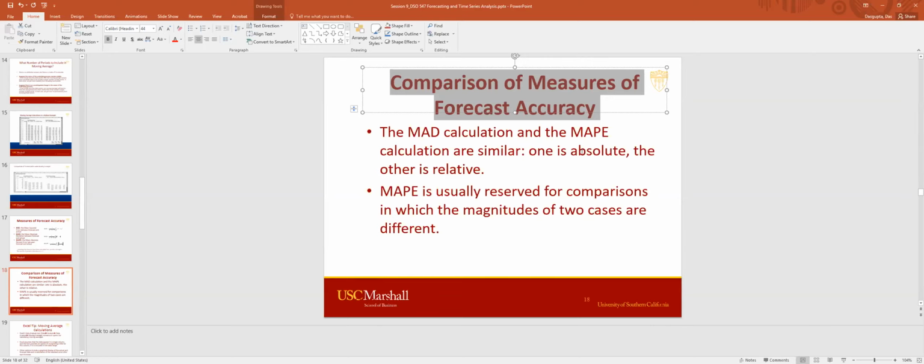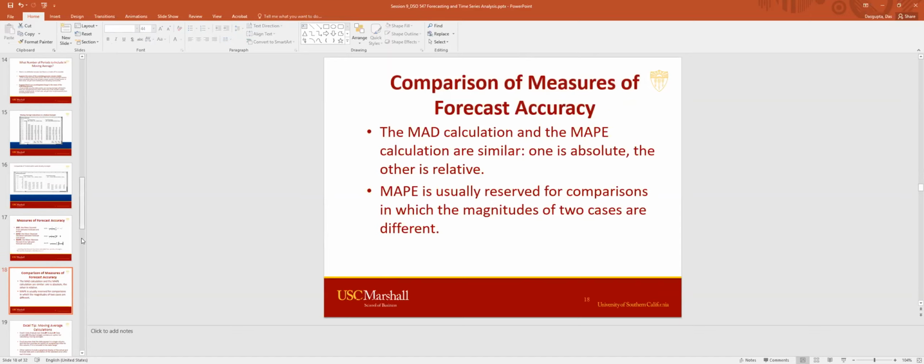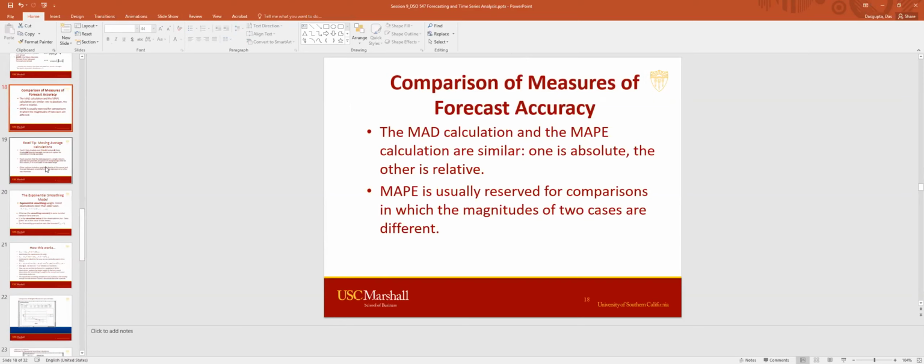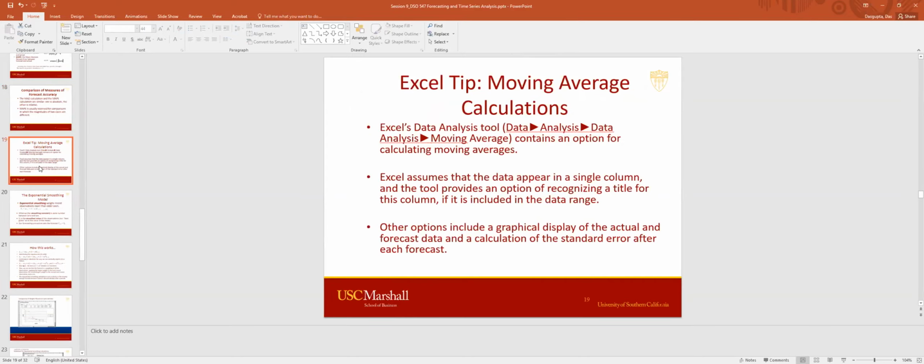So MAD and MAPE are similar. One is absolute, the other one is relative. And MAPE is usually reserved for comparisons in which the magnitudes of 2 cases are different. That's what I gave you an example of. 15 versus 17 on the one hand versus 1,000 minus 980, which is another magnitude. In this case, MAPE actually gives you a good understanding of what happens.